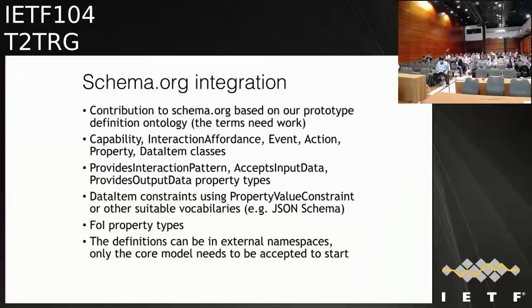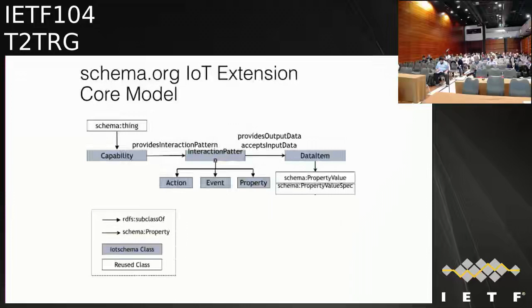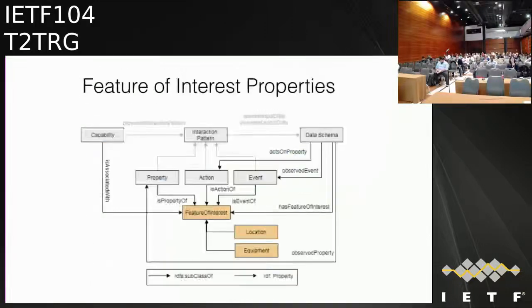Okay, next slide, please. This is basically just a description of what we're doing. This is the core model right here. This is really the part we want to add to schema.org. And the next slide, along with the extensions for feature of interest. So this is the model that we've been developing over the last couple of years of collaboration in schema.org and the IoT schema extension group. And this is really what we've come up with. It has the core schema, properties, actions, events, interaction patterns, and then feature of interest linkage.